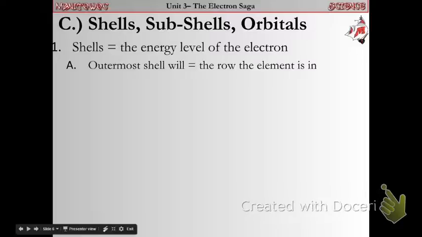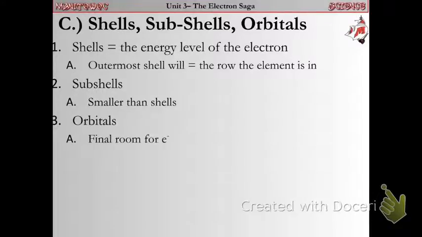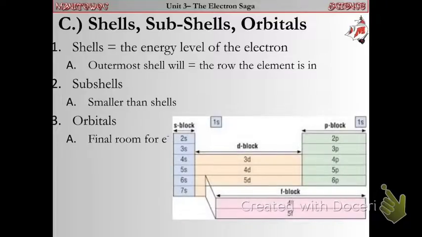So just to recap, shells are the energy level of the electron. The outermost shell is going to equal the row the element is in. So for silicon, for example, that outermost shell was 3, and it's in the 3rd row in the periodic table. For lithium, the outermost energy level was 2, and that equates to the 2nd row in the periodic table. Subshells are smaller than shells. These are usually your S, P, and D, the shapes of the shells. Again, we'll get into more of that practice in class. And finally, orbitals. Orbitals are those boxes that we showed on the previous page. The orbitals are the final resting place or the final room for the electron.